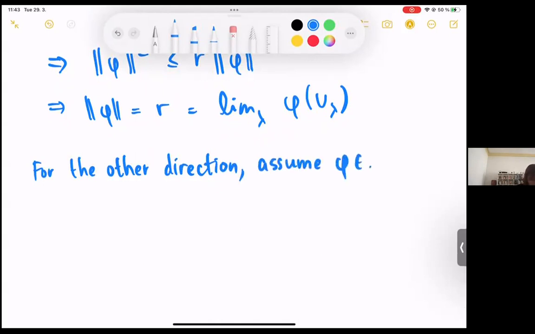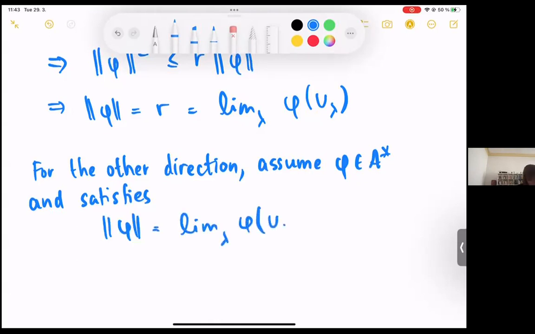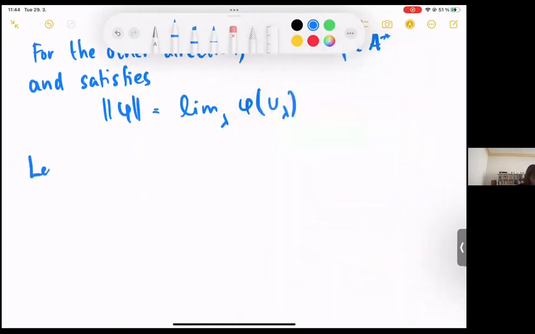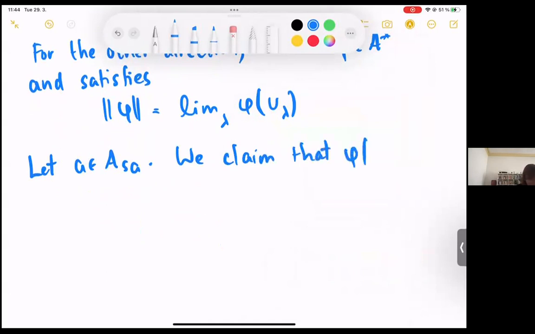So assume we have some functional and its norm is given by this limit. Okay, so we want to show that this is positive. Let's first show that if we have a self-adjoint element, then it lands in the real numbers after applying phi.